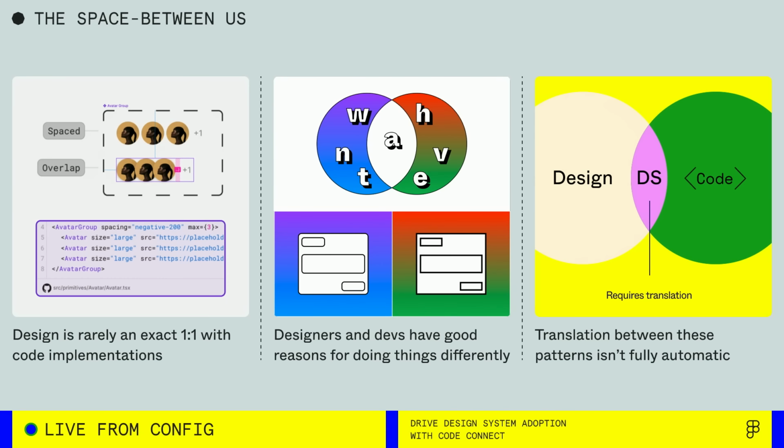Now, while design systems share a lot of patterns across Figma and your code base, there can still be a lot left to translate. As a developer, I think there are two major themes that we needed to get over with this feature. The first is what I'm calling the space between us. These are the discrepancies that always exist, and I personally believe as a developer, they are not necessarily bad things. If you think about it, there are really good reasons why we deviate between how we think about patterns in design and how we think about patterns in code.